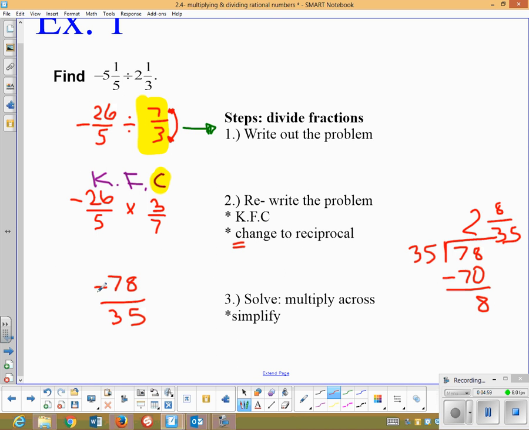But I did notice there's a negative here, so I'm going to include that negative. So now my final answer will be negative 2 and 8 over 35. This is a better answer than this answer because it's in a mixed number, and I prefer a mixed number. Okay? All right. Example 2.